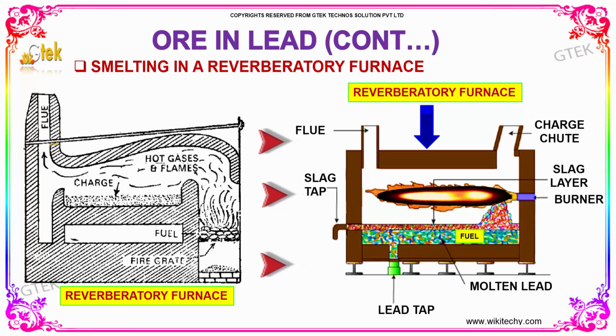So this is followed by the smelting process, which is done in a reverberatory furnace. You have a lead tap, a molten lead here. Here is the fuel, slag tap. You have a slag layer. It's a burner, charge chute and flue. This is how it will be.